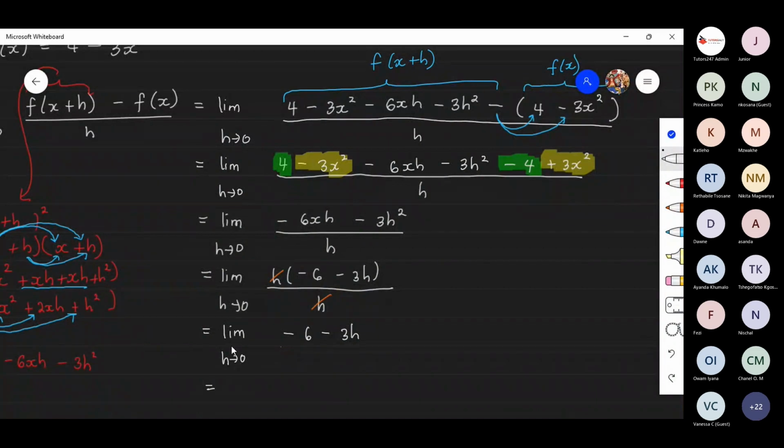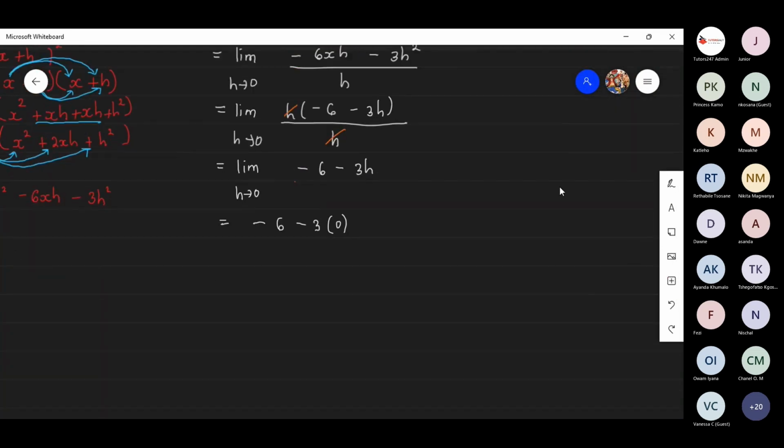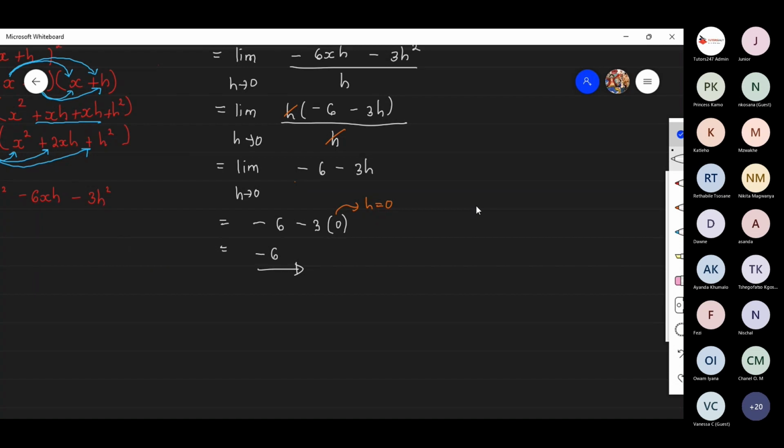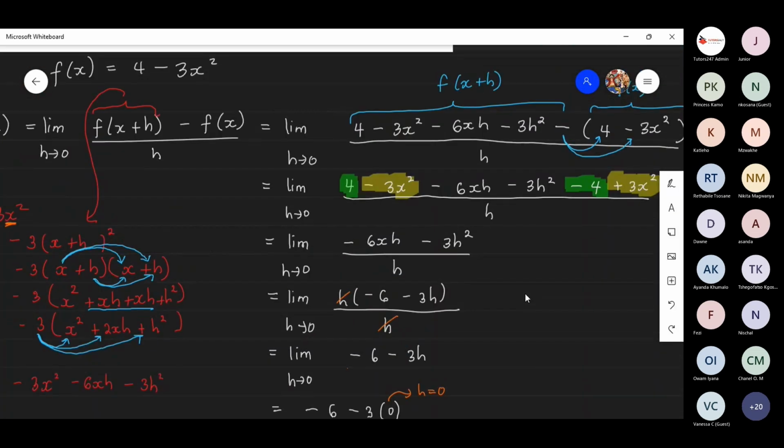So because we are substituting for h, we do not write our limit as h approaches 0. So this is just going to be negative 6 minus 3 into 0, because we've now substituted for h. And that is then going to give us negative 6. So the first derivative of f of x is negative 6.